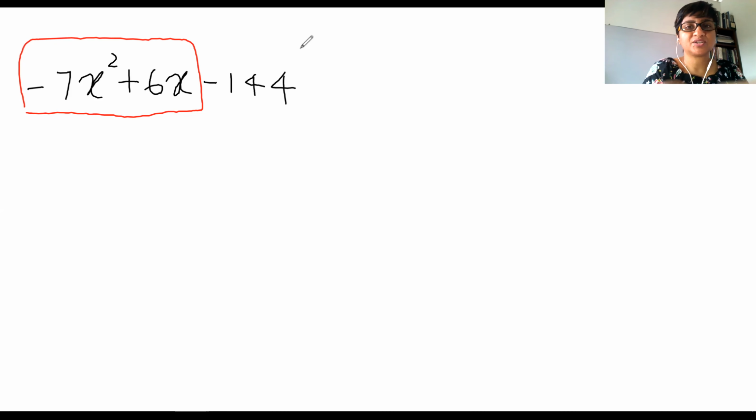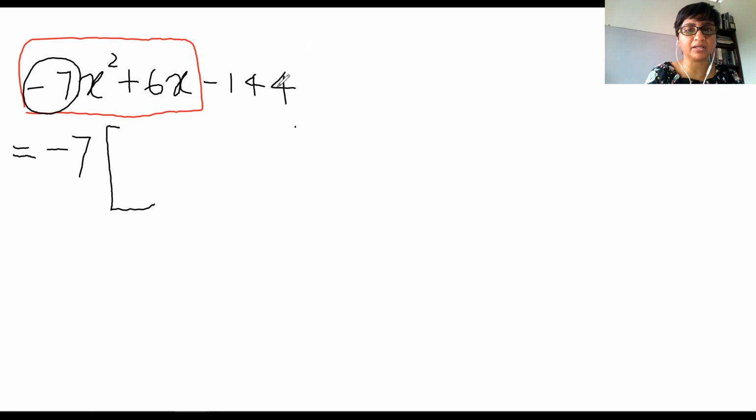Okay, so here I go to the next line. I'm factoring out a minus 7. The coefficient is minus 7. I factor a minus 7 out. Here's my square bracket. Let me put it like big.